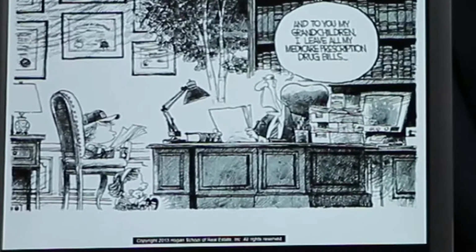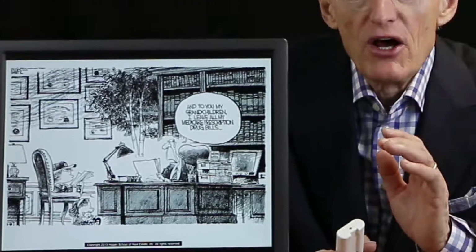So when someone passes away, it's likely that one of their relatives or friends, or maybe their dog or their cat, is going to inherit their property. Here's an example of inheritance. "And to you, my grandchildren, I leave all my Medicare prescription bills." Well, hopefully that's not all that your grandparents have left you or will leave you.